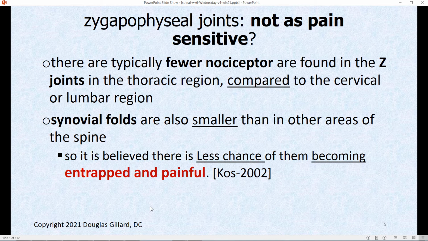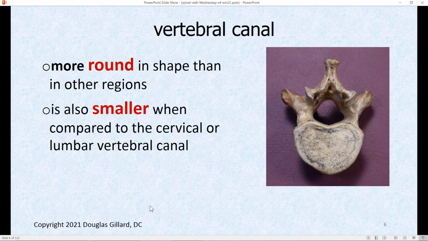The research shows that the zygapophyseal joint or the facet joint or the Z joint, whatever you want to call it, is not that sensitive to pain. Studies have found fewer nociceptors, which carry pain, in these thoracic Z joints compared to cervical and lumbar. The synovial folds are also very small, so it's less likely that you can get one of those synovial folds entrapped and pinched. So people with terrible thoracic spine pain are not going to come into your office that often.